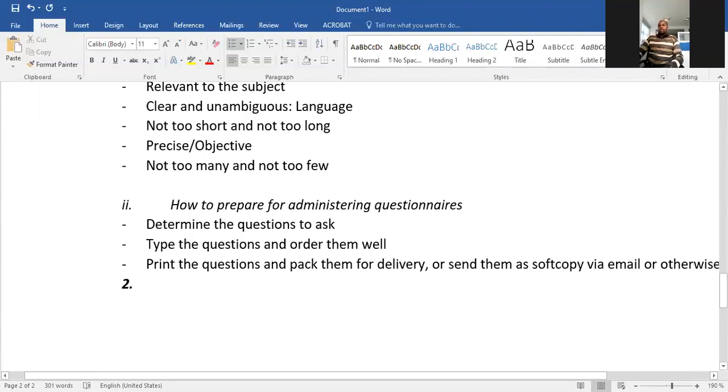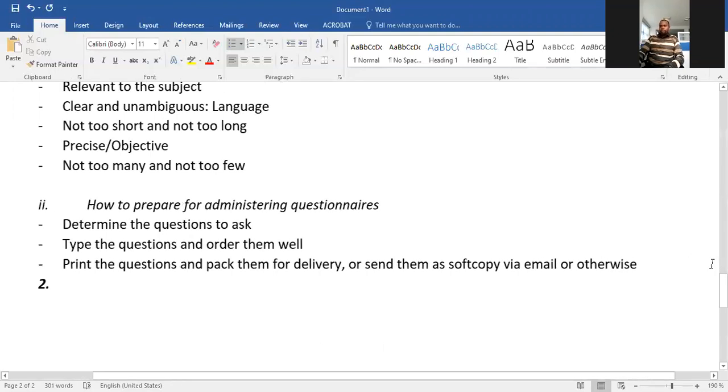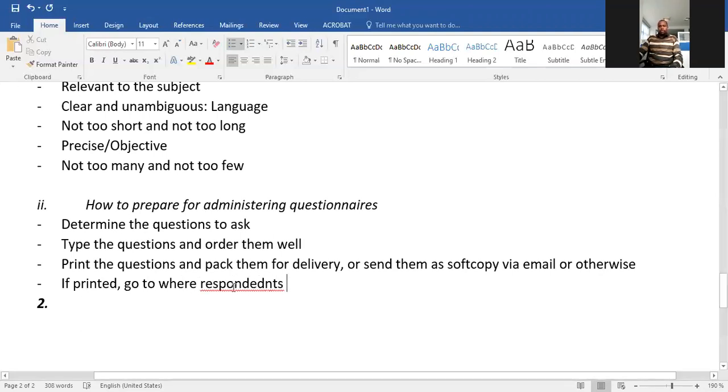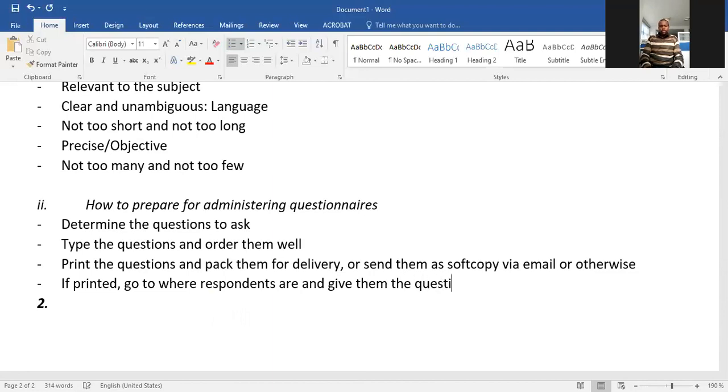So you have now the questions. So for instance, if you've printed, go to where respondents are. Go to where respondents are. I think these are mundane things, very normal things. Go to where respondents are and give them the questionnaires.